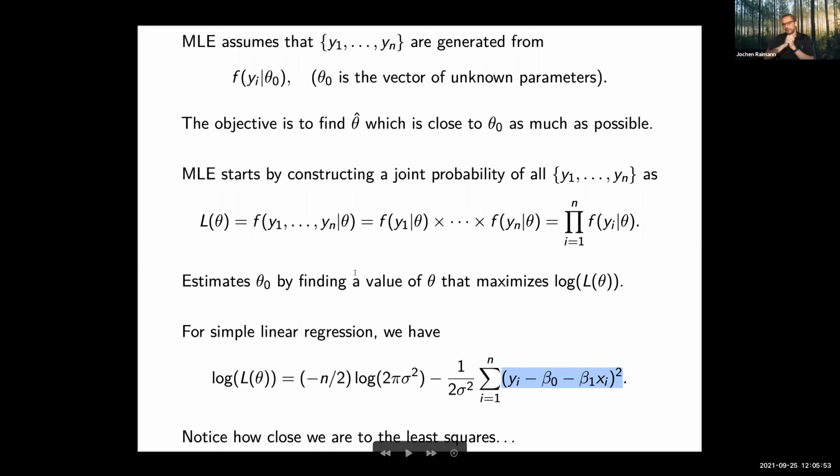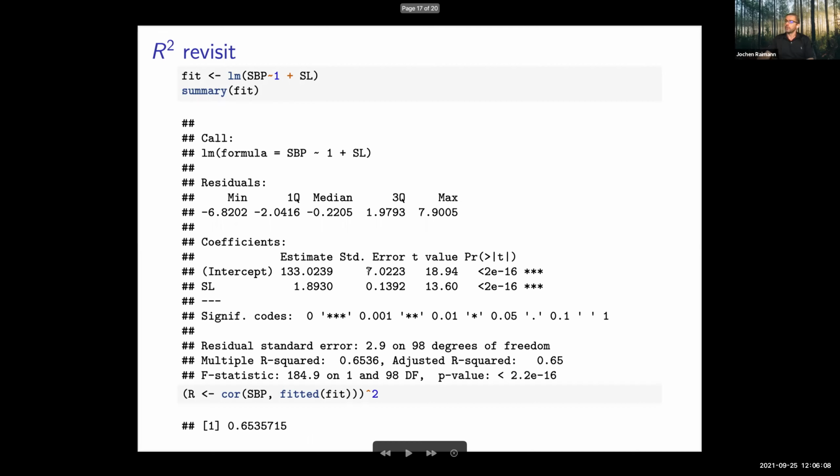Okay, so this is the maximum likelihood estimation method. This is somewhat a distinction between the least square methods, and both are quite common methods. Now, secondly, we have to talk about the R square.